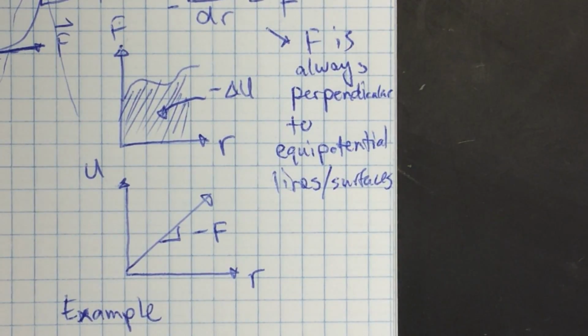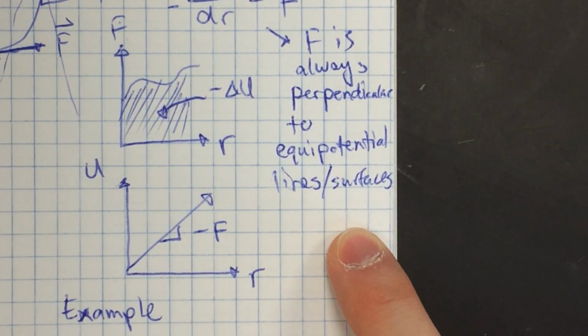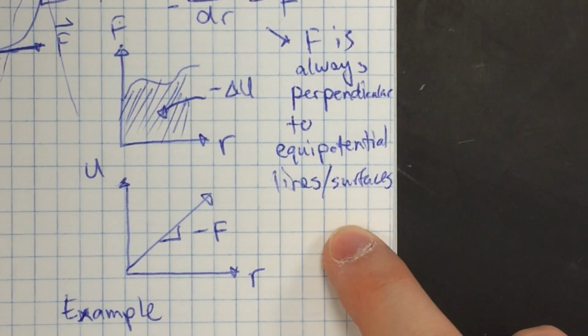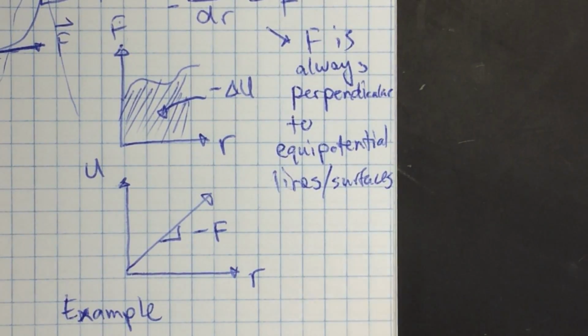F is always perpendicular to equal potential lines and surfaces. This is going to be a very useful concept when we get to gravity, which is pretty soon. We have rotation next, and then we get to gravity, and then we get to electric fields. In both of those cases, it's very useful to look at equal potential lines and equal potential surfaces. That's where the whole concept of voltage comes from. It's actually really important, so I'm trying to start introducing the concept now.